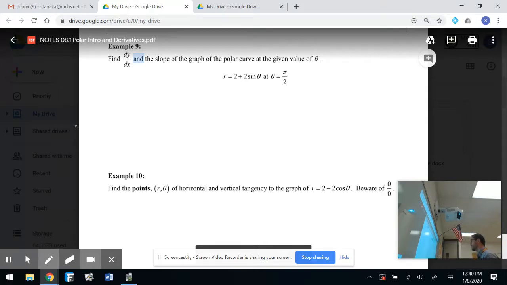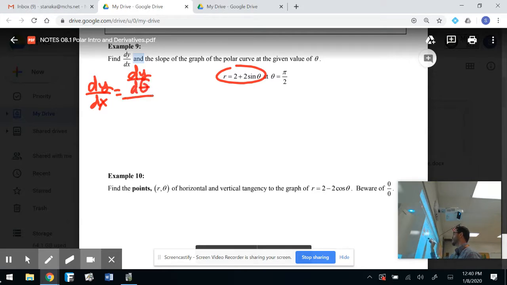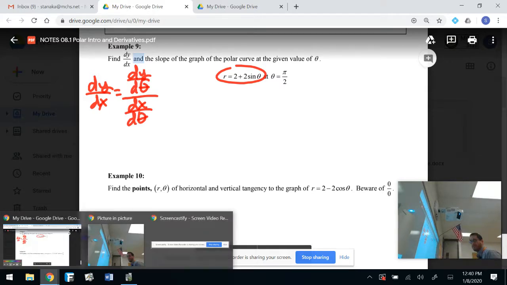So how could you do this if you didn't memorize it and they asked me to find dy dx? How could I do that? Well, this is polars. It's got a theta in it. So that means I have to find dy d theta over dx d theta. Now the problem is I don't have a y equation and I don't have an x equation. Okay, so maybe I need to create a y and an x equation.